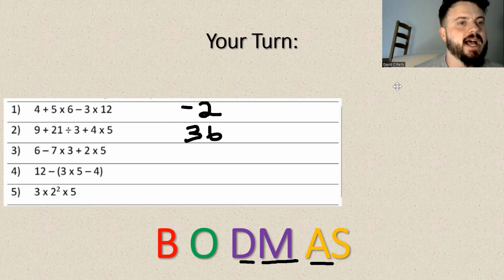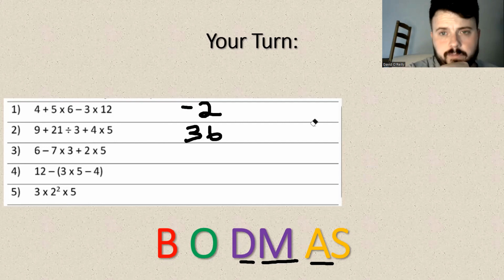Okay. So Alexa, what is 4 plus 5 times 6 minus 3 times 12? 4 plus 5 times 6 minus 3 times 12 is minus 2. Alexa, what is 9 plus 21 divided by 3 plus 4 times 5? 9 plus 21 divided by 3 plus 4 times 5 is 36.